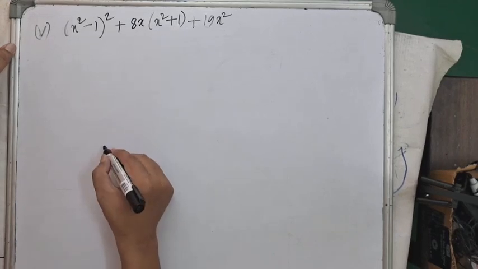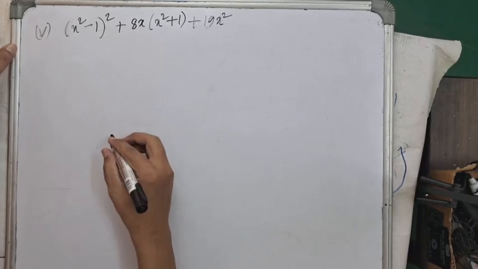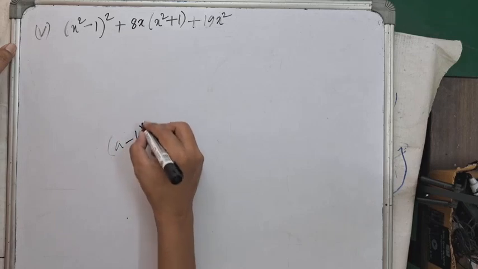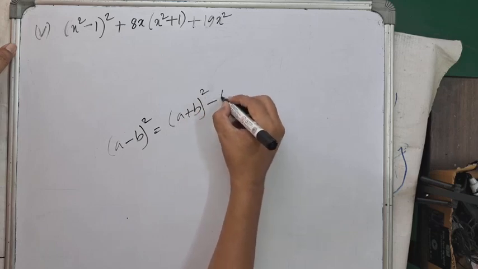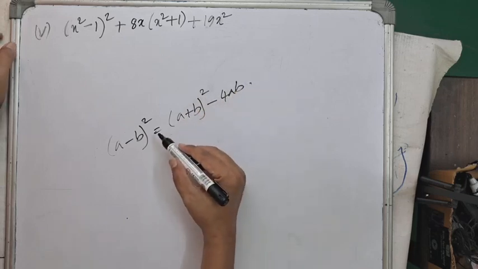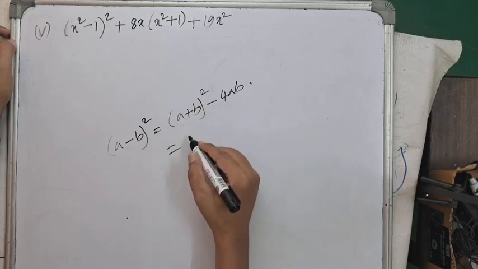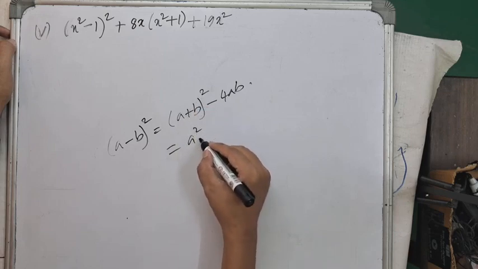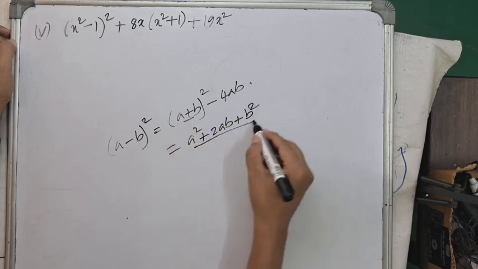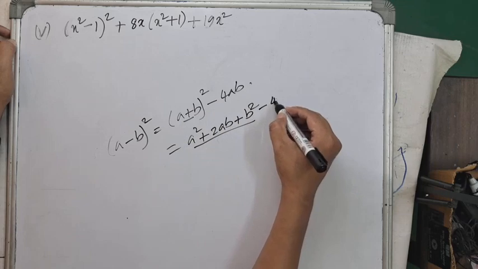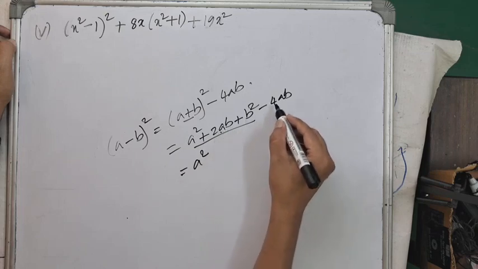Because we know the formula, a minus b whole squared equals a plus b whole squared minus 4ab, isn't it? We can write a minus b whole squared as a plus b whole squared minus 4ab, because a plus b whole square means a square plus 2ab plus b square. This means this, isn't it? Minus 4ab. Now a square, we write here a square plus 2ab minus 4ab.